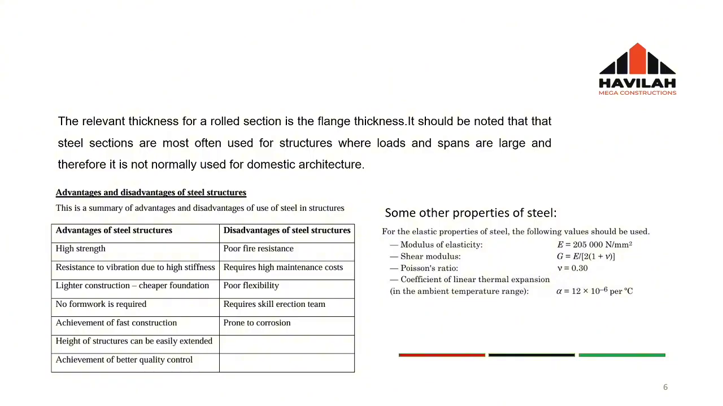Height of structures can be easily extended. At certain points you may decide to create a connection to extend the height of your structures, which may be very impossible using concrete members. Achievement of better quality control is also an advantage of steel structures. And under disadvantages, we have that it has poor fire resistance and it requires high maintenance cost. Also, poor flexibility, and it requires a skilled erection team, and is also prone to corrosion.